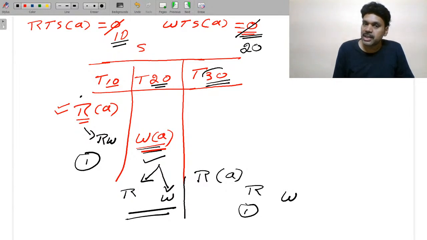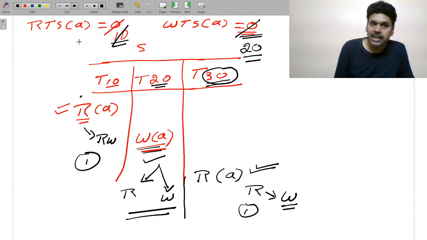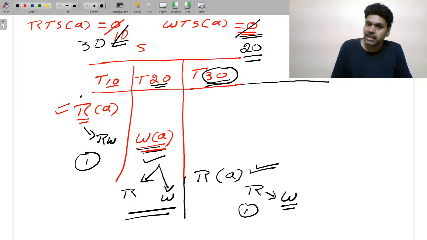You are coming with what is the number, friends? 30. So you are going to cross-verify with the write timestamp. So your 30 is greater than or equal to 20. Therefore, it is also going to be allowed. When this is allowed, your read timestamp will be updated to this number, that is 30 now. Now you extend this like this.